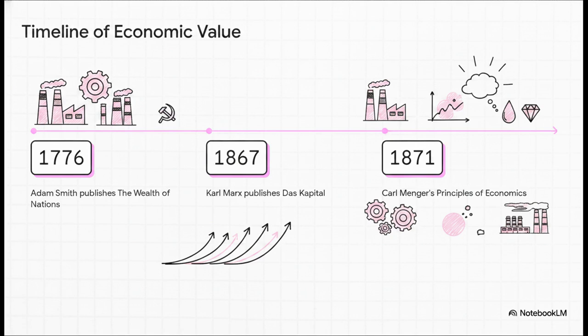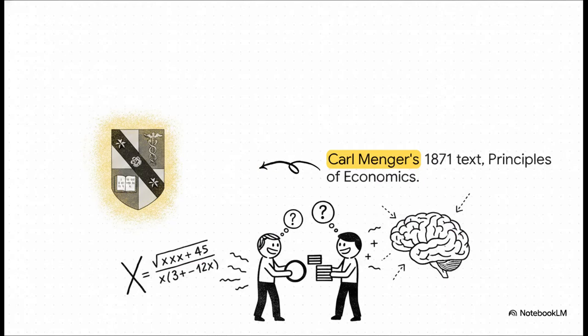Let's focus on Carl Menger. His 1871 text, Principles of Economics, totally flipped the script. Instead of relying on abstract math, he looked at real people. He wanted to know how humans make purposeful choices every day to improve their own lives.